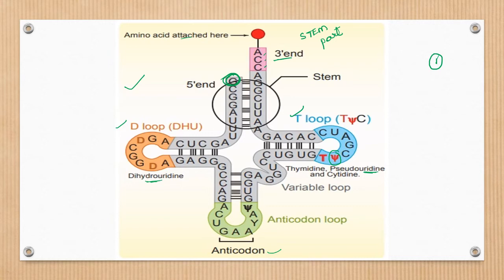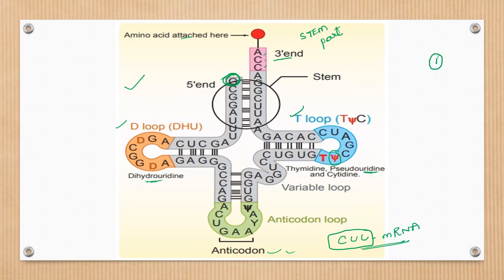Now, another site that is called the anticodon is essential. Suppose here the anticodon represents GAA. This anticodon is formed complementary to the codon present on the mRNA. That means GAA is the anticodon. Then what is the codon of the mRNA? CUU is the codon present on the mRNA. So the anticodon sequence is complementary to the triplet code of the mRNA.